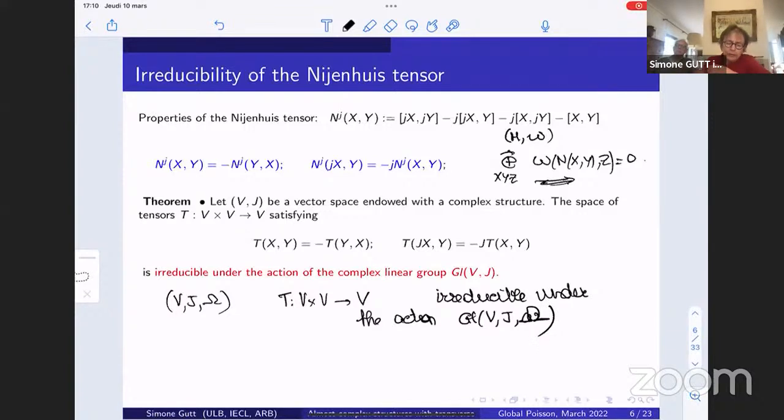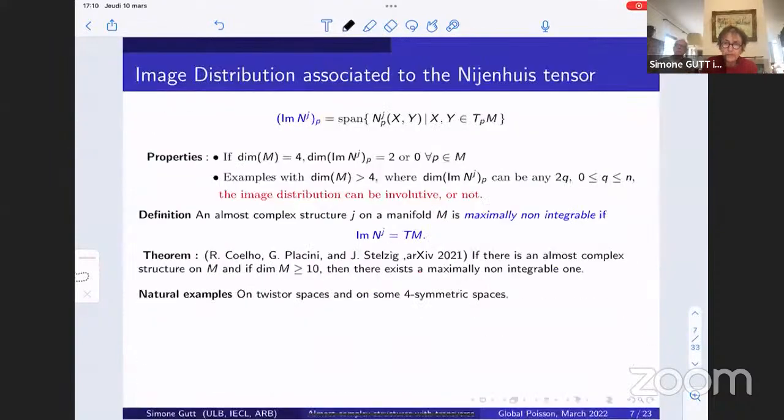So when you want to have information on a manifold from the Nijenhuis tensor of J, you cannot just say that you want some component of the Nijenhuis tensor to vanish. The only natural thing is to say that the whole Nijenhuis tensor vanishes, so you are back to integrable things. So that's why we were interested in looking at distributions associated to J. The first distribution that we considered was the image distribution, which at each point is just generated by the span of the image of the Nijenhuis tensor at that point.